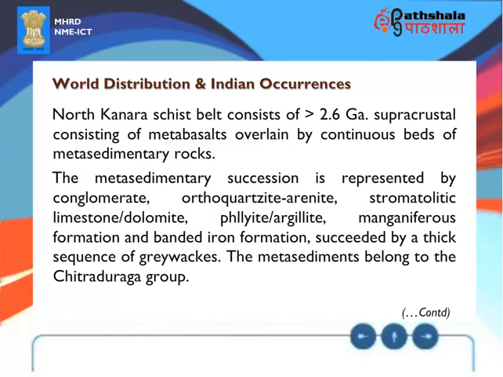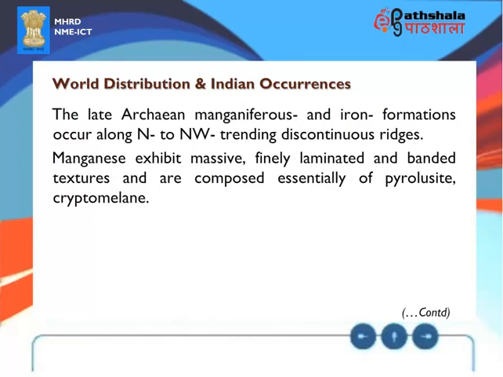The North Kanara schist belt consists of greater than 2.6 billion years old supracrustals consisting of metabasalts overlain by continuous beds of metasedimentary rocks. The metasedimentary succession is represented by conglomerate, orthoquartzite, arenite, stromatolitic limestone, dolomite, phyllite, argillite, manganiferous formation, and banded iron formation, succeeded by a thick sequence of greywacke. The metasediments belong to the Chitradurga group. The late Archean manganiferous and iron formations occur along north to northwest trending discontinuous ridges.